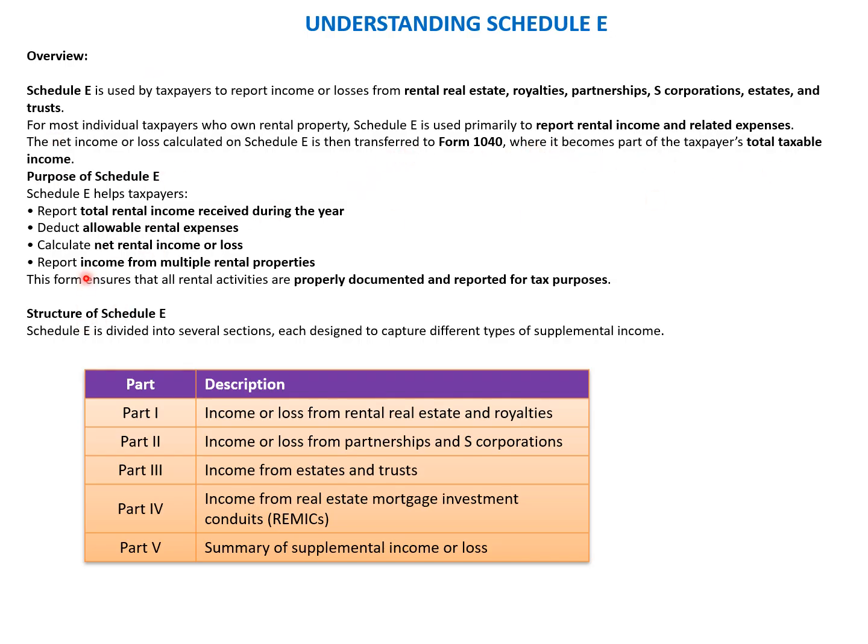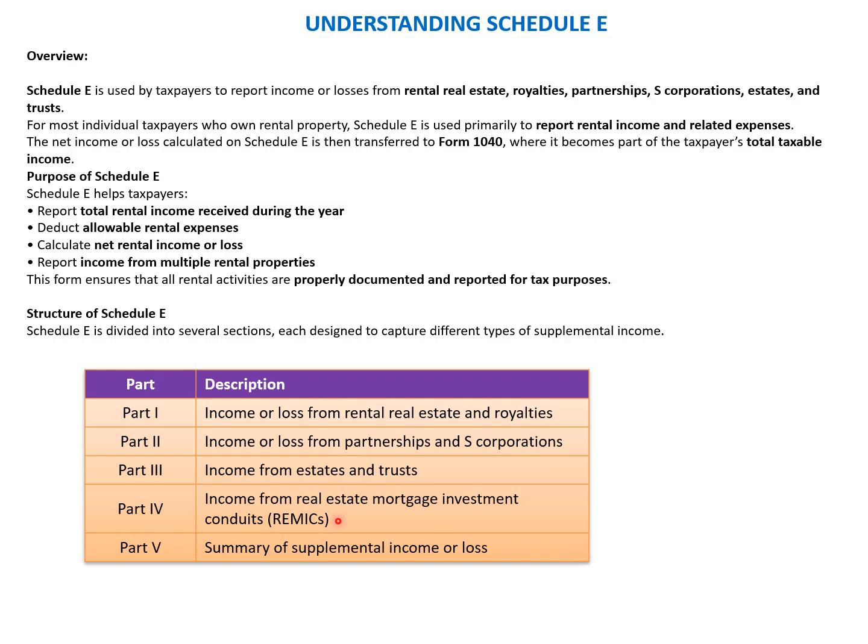So, what is the purpose of Schedule E then? Report the total rental income received during the year, deduct the allowable rental expenses, calculate net rental income, and report the income from multiple rental properties. It has five parts. Part one is income or loss from rental real estate and royalties. Part two, income or loss from partnerships and S corporations. Part three, income from estates and trusts. Part four, income from real estate mortgage investment conduits. Part five is the summary of the supplemental income or loss.